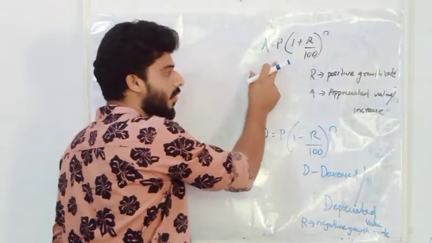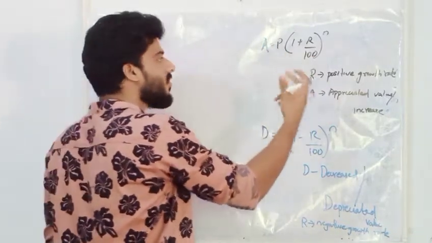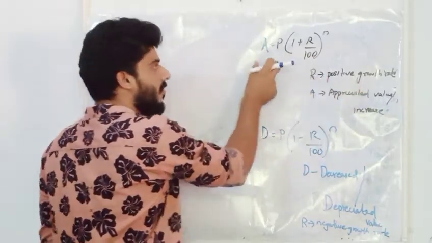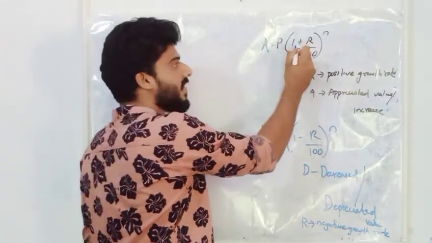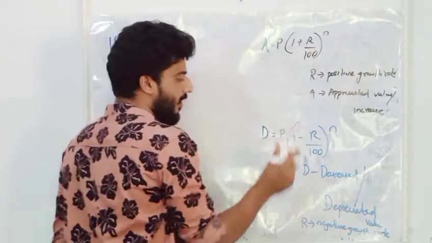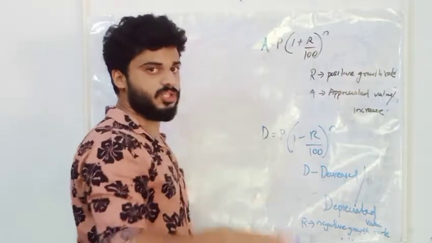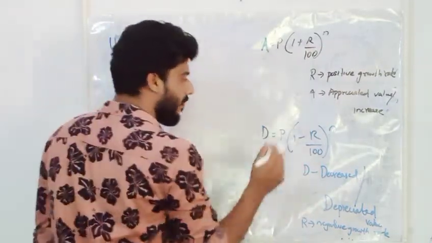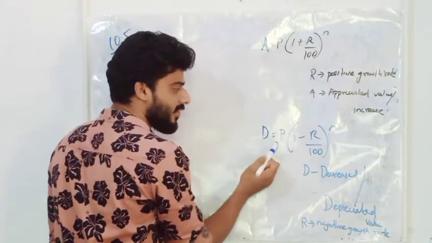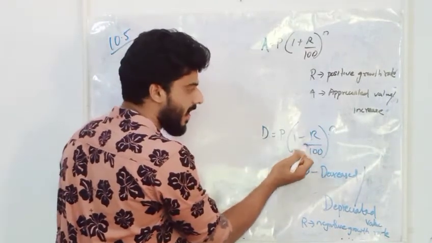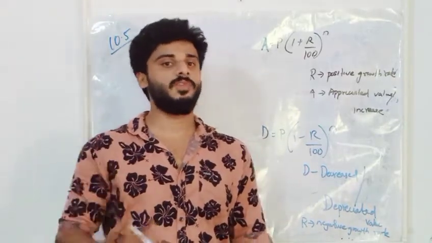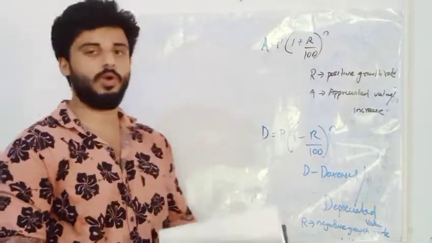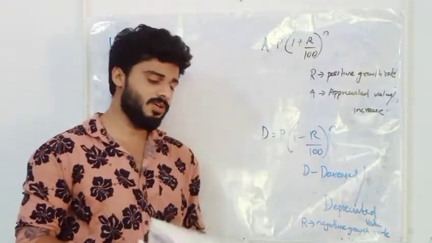For appreciated value, or an increase in the cost of the product after some years, we will use the equation amount is equal to P into 1 plus R by 100 whole raised to n. And if we are having a decreased or depreciated value after some years, we will use this equation: D is equal to P into 1 minus R by 100 whole raised to n. From the question itself, we can understand whether it will be increased or decreased. Then we can use the correct equation according to the question.